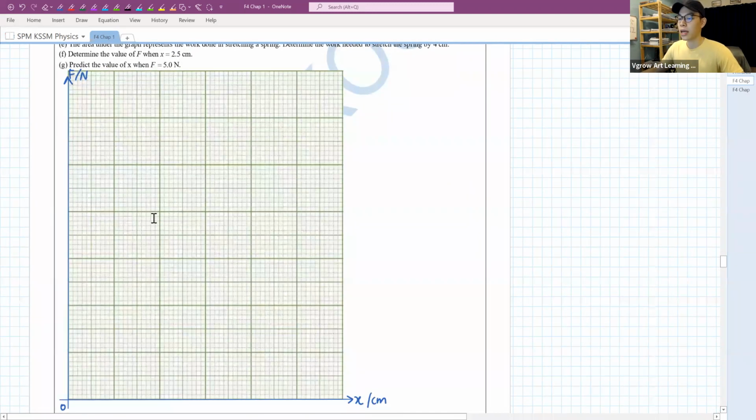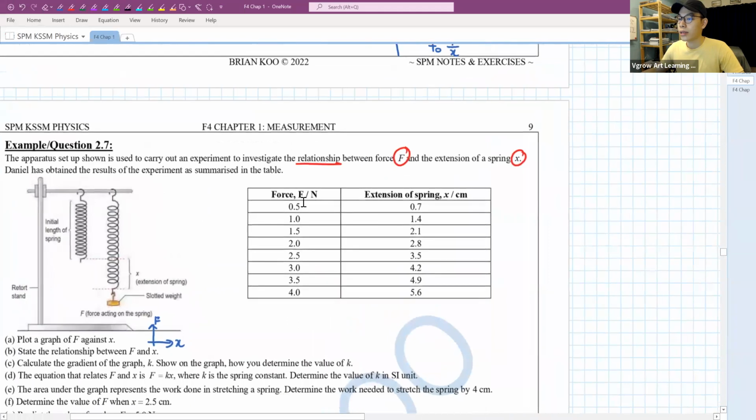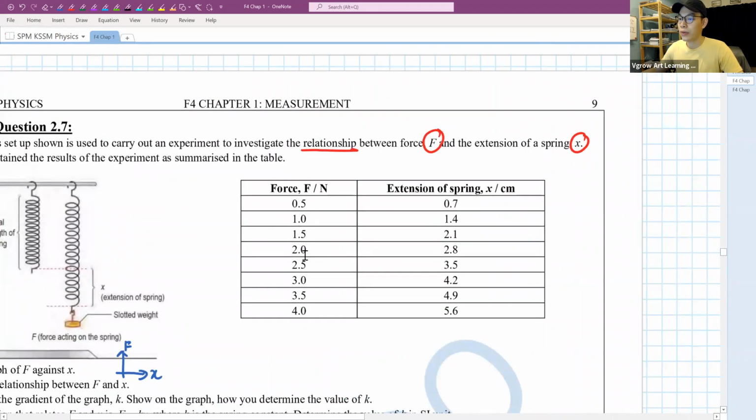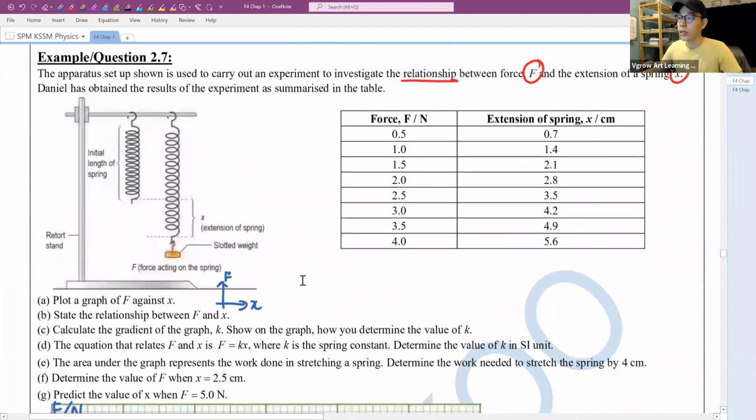So like that first, and then after that we need to determine the scale of the axis, because they didn't tell me what scale to use. Okay, what scale to use. So you see, right, we have 0, 0.5, 1, 1.5, 2, 2.5, 3, 3.5, and 4. That is for the force F against X.